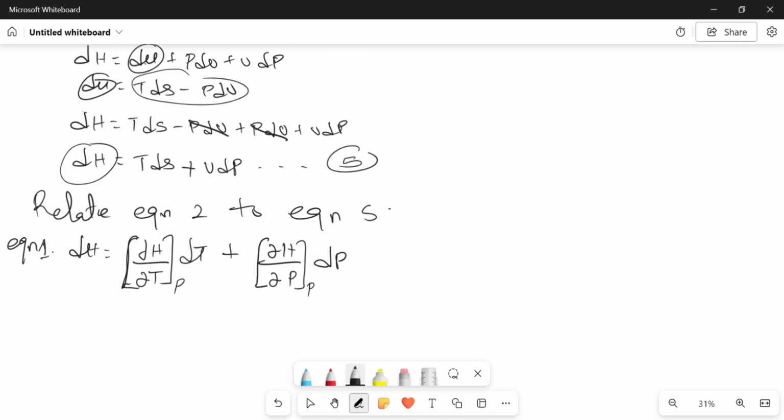Now from equation 5, sorry, my equation 5 says dh is equal to t ds plus v dp. Very good. Now I can relate both. This is the h and this is the h, so these two are equal. So I can make them equal.